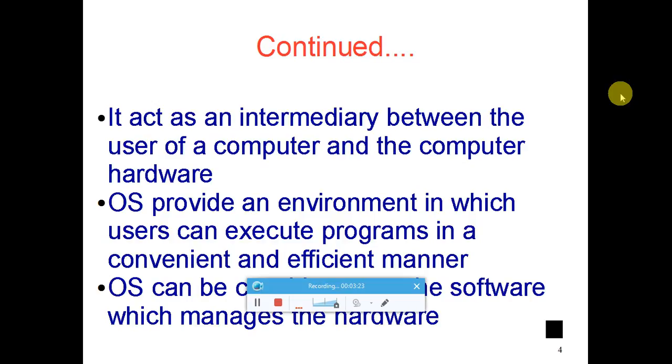Continuing with slide number 4, we will see some more definitions. The first point is the same which I have been mentioning from the start, that it acts as an intermediary between the user of a computer and the computer hardware. Also, operating system provides an environment in which users can execute programs in a convenient and efficient manner. Also, operating system can be considered as a software which manages the hardware. But one thing I want to mention here, which we are going to see in slide number 6, is that apart from managing the hardware, operating system manages many other things which we are going to see in some time.